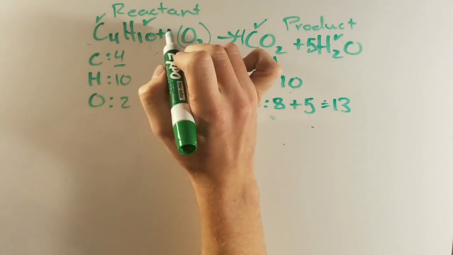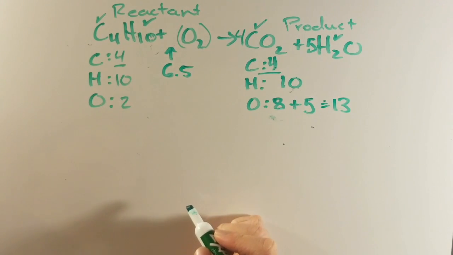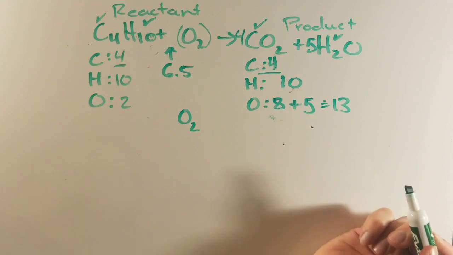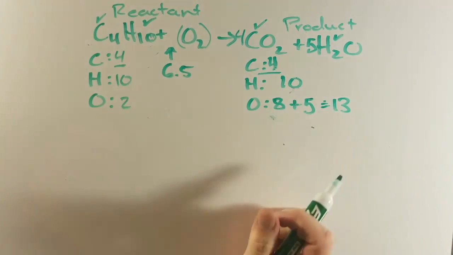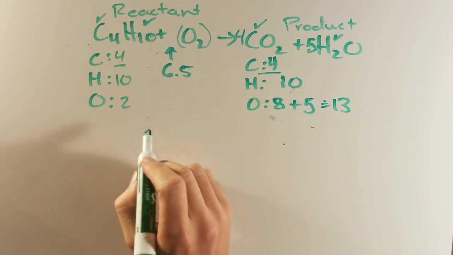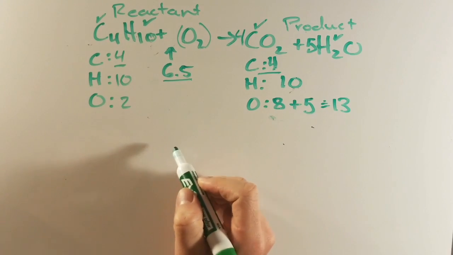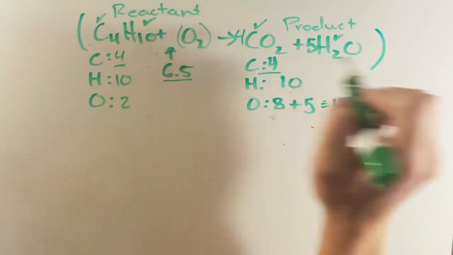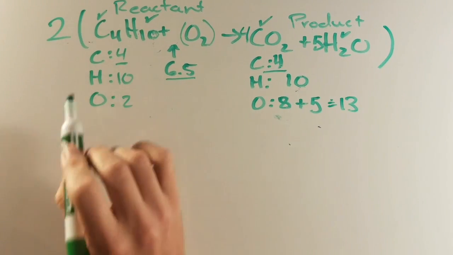Well, you'd have to multiply it by 6.5, right? But you can't have half of an oxygen molecule. It doesn't work like that. It needs to be a whole integer. And when you have a 0.5 like that, we can easily fix this problem by multiplying the entire equation, both the reactant side and the product side, by 2. Okay, so let's see what happens when we do that.